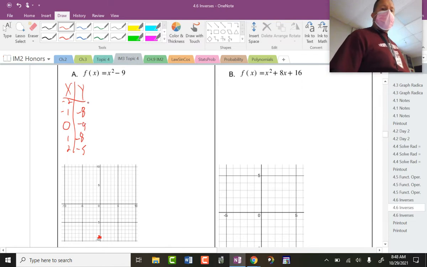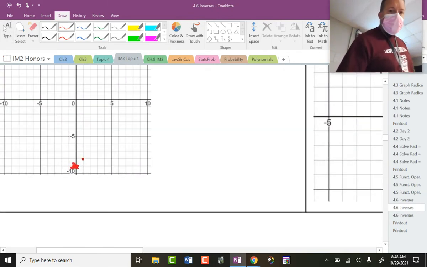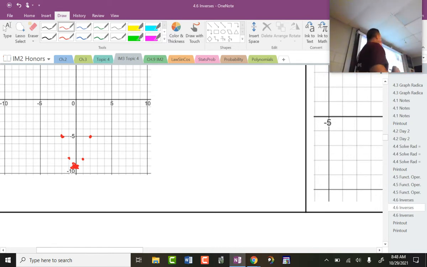Sorry for this being kind of squeezed out of there. All right, but then here's the problem. Negative 8, and then negative 5. Right? Wasn't it 2, negative 5? Right? Okay. Here's the problem.